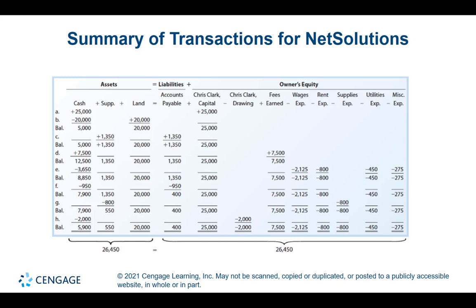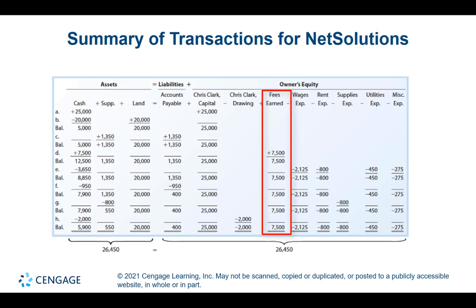On the other hand, the owner could withdraw money, and we see here in row H, $2,000 was withdrawn. The drawn account only has one direction. Anytime there's drawn, it would increase the drawn account, and more drawn would make the balance higher. But the drawn account has a negative impact on owner's equity. Therefore, it's shown as a negative number. The opposite of capital.